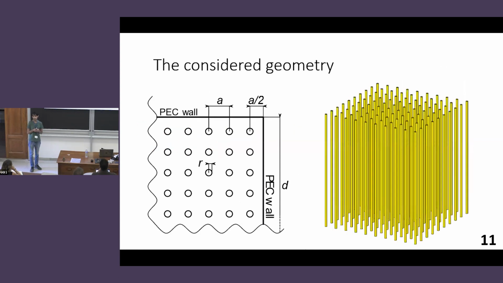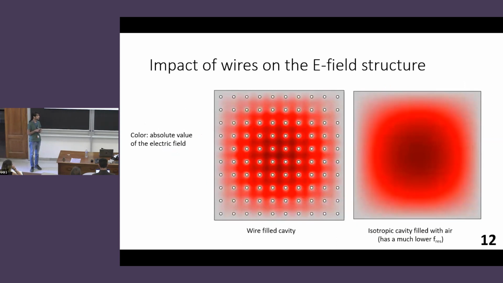If you now look at something very simple, like a cube filled with this wire metamaterial, spaced out with this period A and having radius R, this is essentially the distribution of the electric field that ends up arising in this cube. And as you can see, it's the same as in a normal cavity. So what essentially ends up happening is we just take the fundamental mode of the cavity and we bump it up in frequency by the plasma frequency of the wire metamaterial.